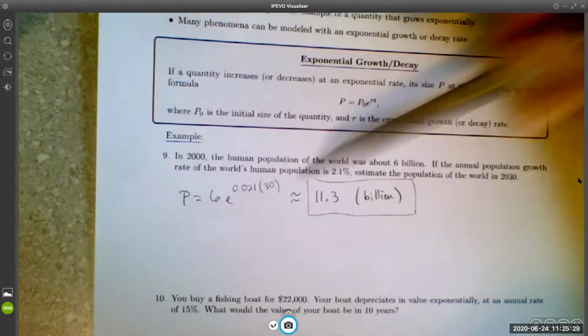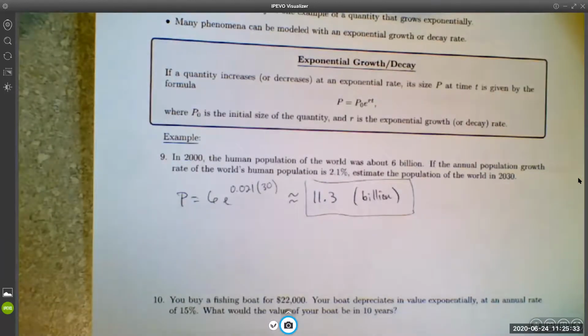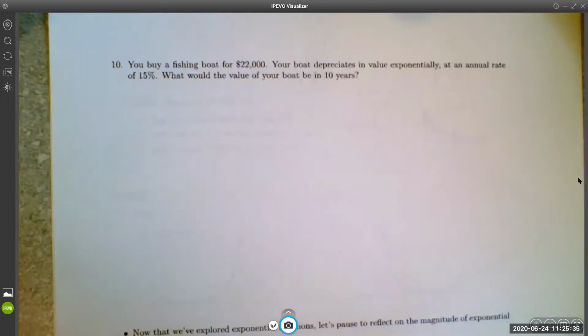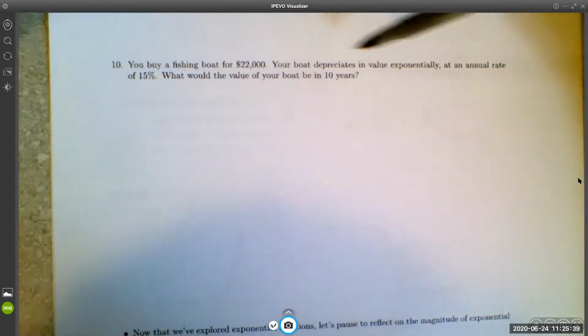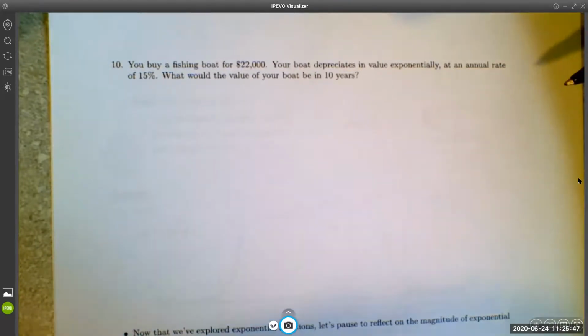All right. So there's an example of exponential growth, but this same model works for exponential decay as well. For example, you buy a fishing boat for $22,000. Your boat depreciates in value exponentially at an annual rate of 15%. What would the value of your boat be in 10 years? This would be an example of exponential decay, because your boat is depreciating in value. It's going to lose value over time.